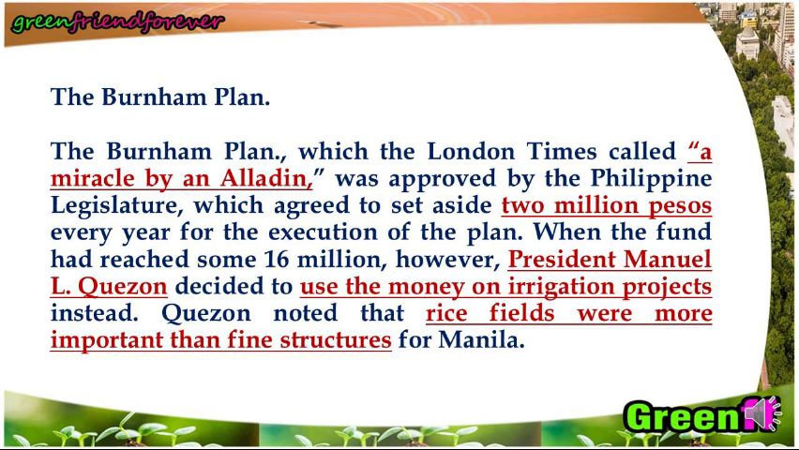The Burnham Plan, which the London Times called a miracle by an Aladdin, was approved by the Philippine legislature, which agreed to set aside 2 million pesos every year for the execution of the plan. When the fund had reached some 16 million, however, President Manuel L. Quezon decided to use the money on irrigation projects instead. Quezon noted that rice fields were more important than fine structures for Manila.